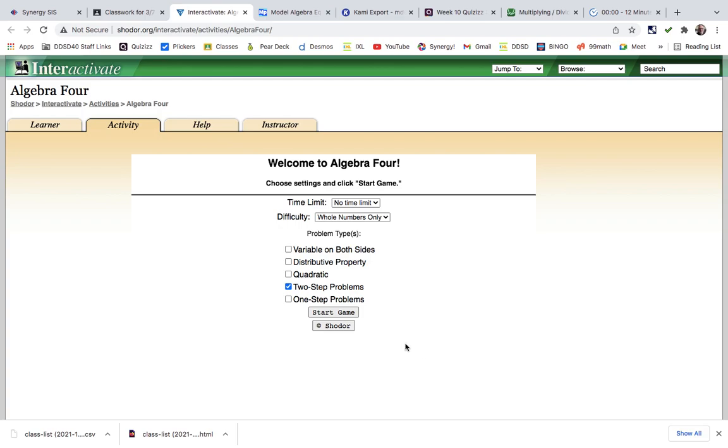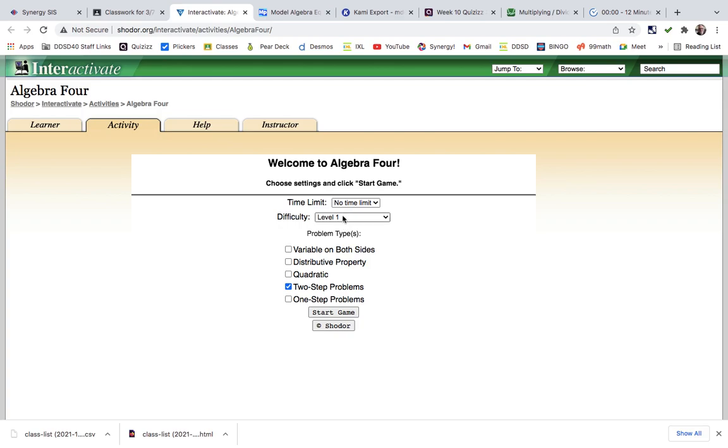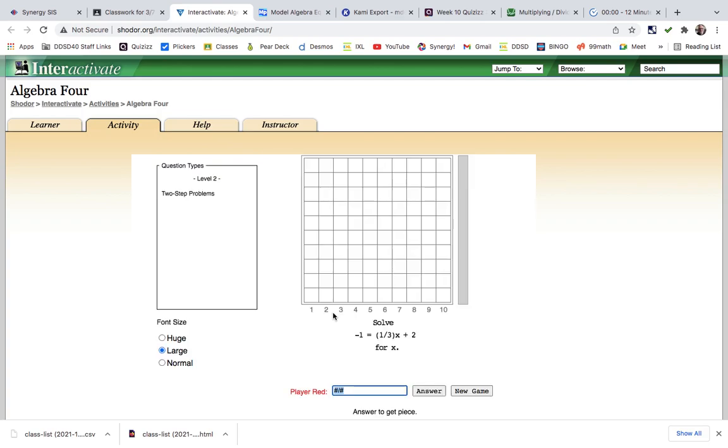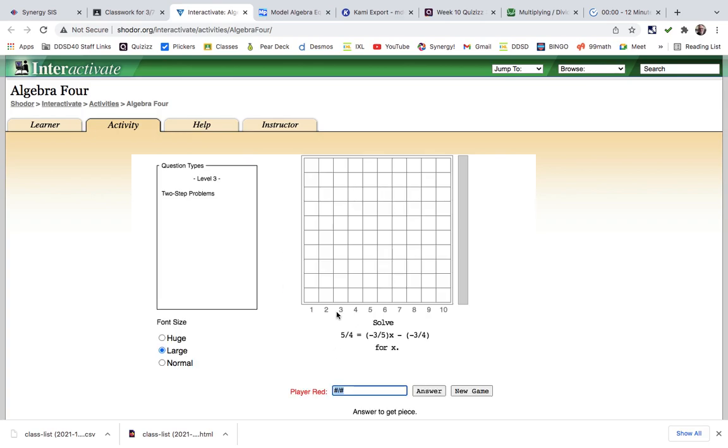If you'd like to make it a little bit more difficult, you can drag to level 1. And now you've got some negatives. If you want it even more difficult, go to level 2. And you've got fractions and negatives. And if you want it even more difficult, go to level 3 and hit start.